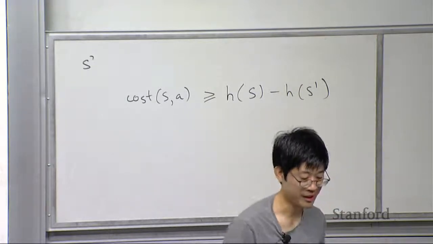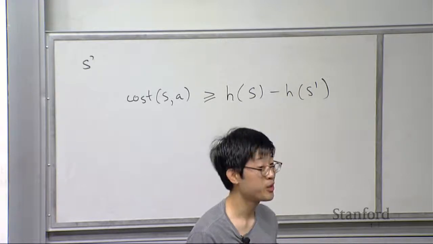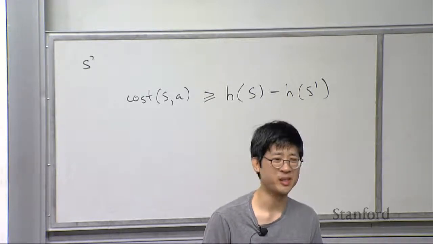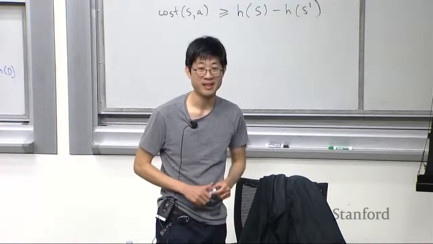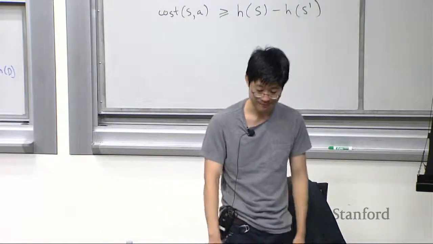And there's a second condition for consistency, which just says that when you reach the end, you should report 0, because there should be no more cost to go if you're at the end. But the more important condition is this top one, which is sort of an overly optimistic condition.